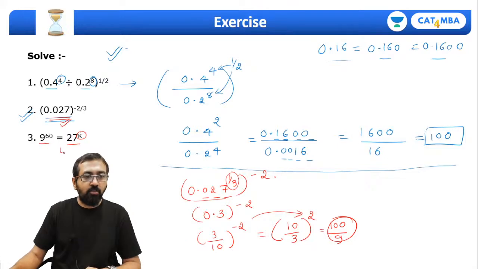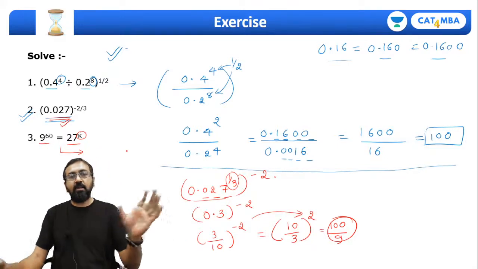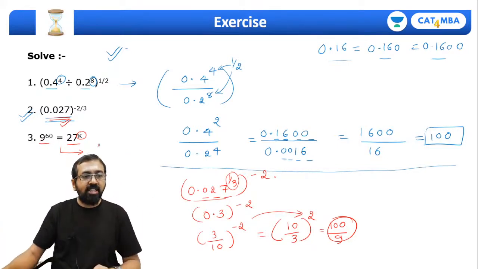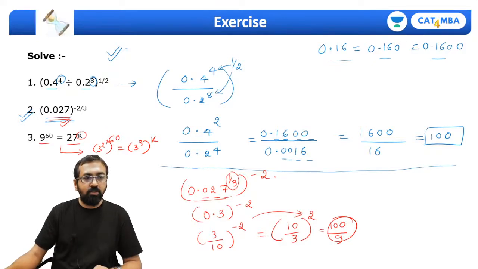In such a question, what I'll suggest is make the bases equal. So 9 can be written as 3 square, this power 60 as it is, which is equal to 27, which can be written as 3 cube, this power k as it is. So can I say these 2 powers will multiply? So this will become 3 raised to 120 equal to 3 raised to 3k. So can I say 3k equals 120? So k will come out to be 40.